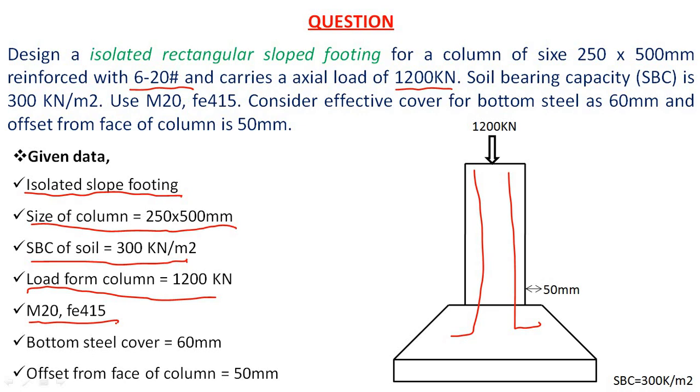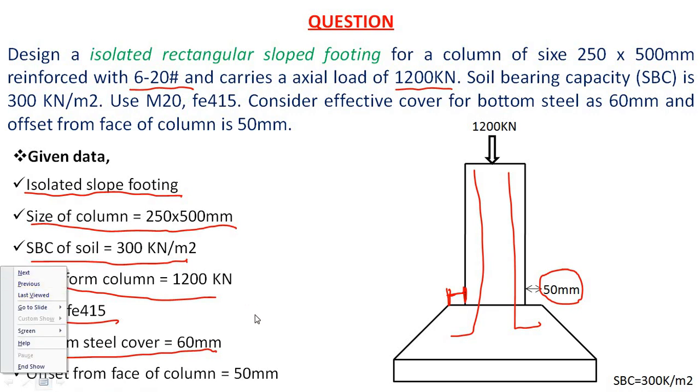Next, consider effective cover for both side steel as 60 mm. So here the bottom steel is provided with 60 mm cover, and the offset from the face of the column is 50 mm. That offset is the distance from here to here. So the offset from the face of the column is provided as 50 mm.